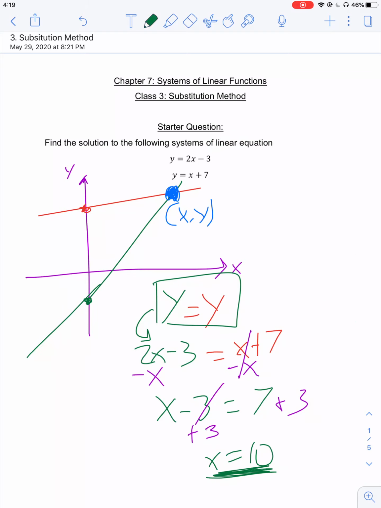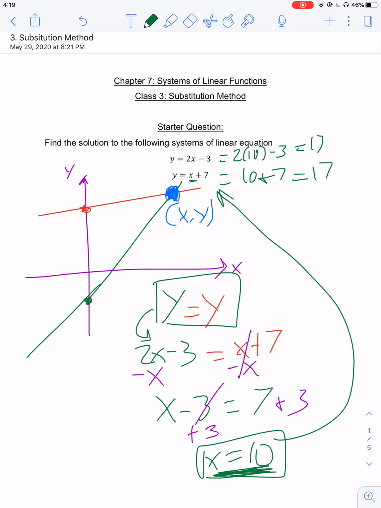So I'm going to replace x by 10 in here. It's just going to be 2 times 10 minus 3. So that's 20 minus 3, which gives me 17. In this case over here, I'm going to replace x by 10. So 10 plus 7 is also equal to 17. So it doesn't matter where you substitute this x value. You can substitute it in either function, and you have to get the same thing.